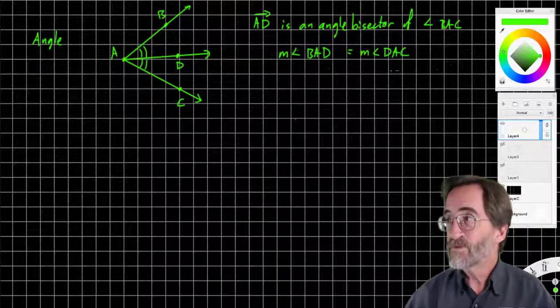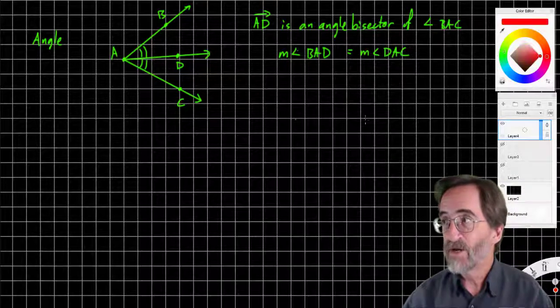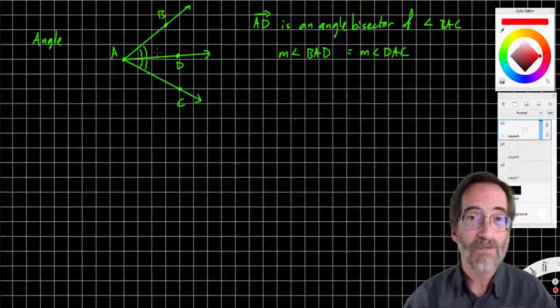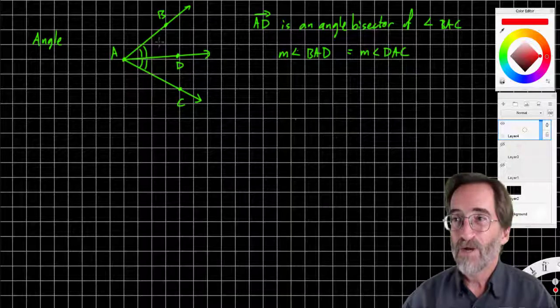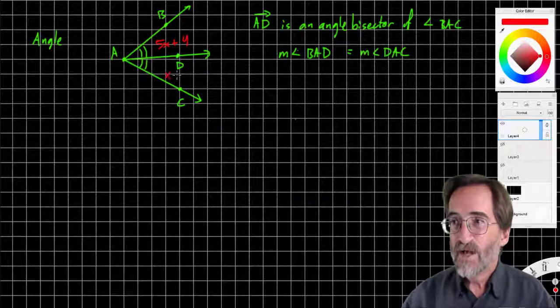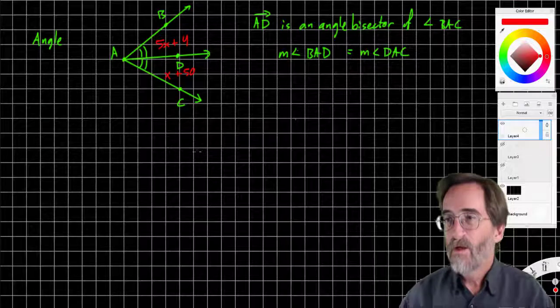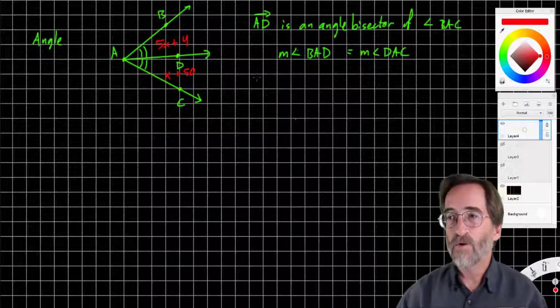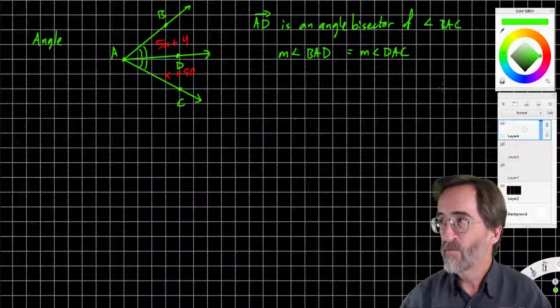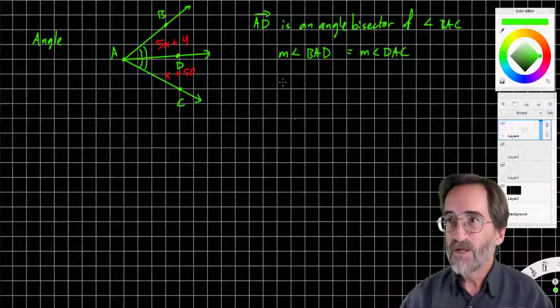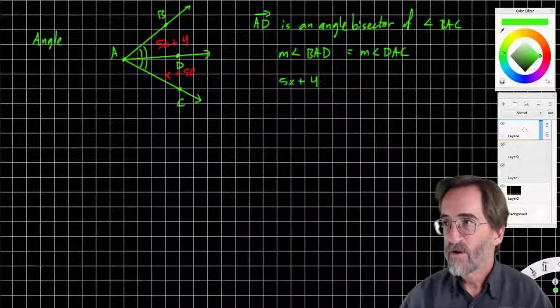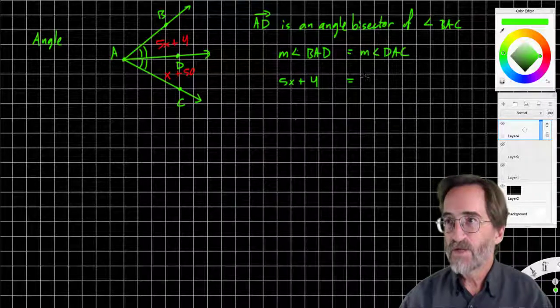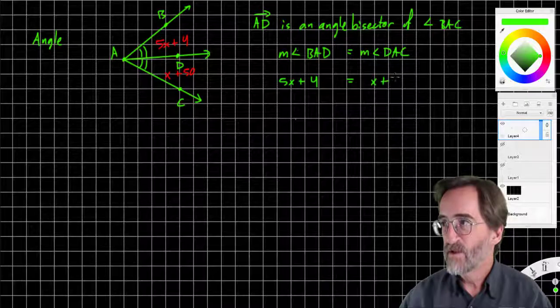Now I'm going to make up some figures right on the spot, so that's dangerous to do. So I'm not counting on this turning out really nice. But I'm going to say this is 5x plus 4. And this is x plus 50. Okay? And so by substitution we can say the measure of angle BAD, that is 5x plus 4, equals the measure of angle DAC, x plus 50.